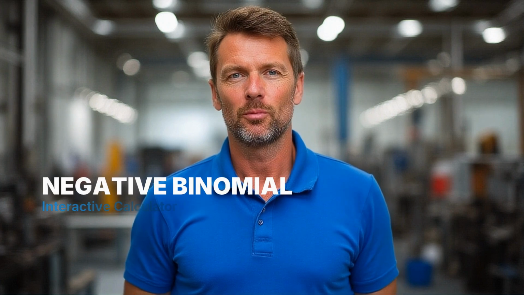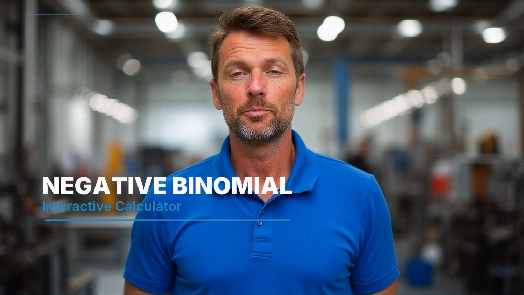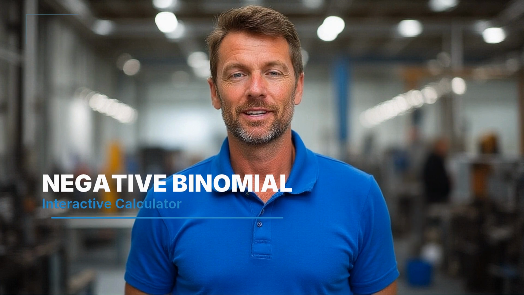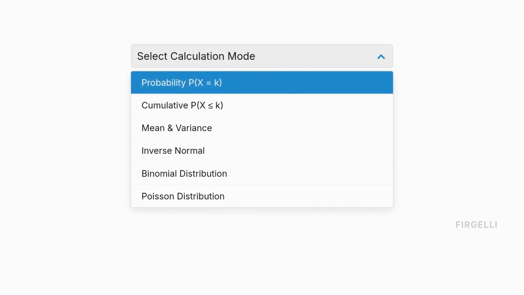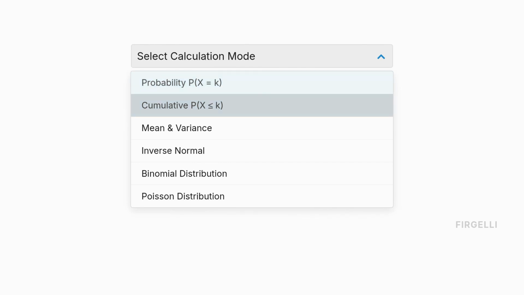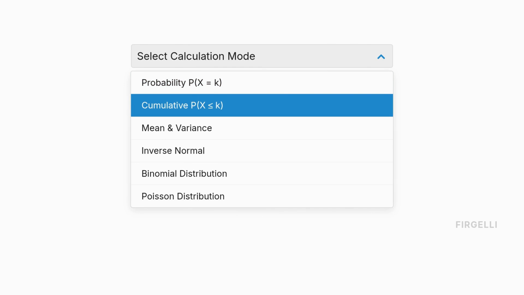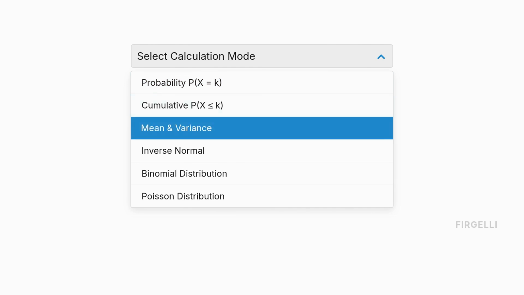This is the Negative Binomial Interactive Calculator, which computes probabilities and statistics for negative binomial distributions. The calculator has 6 calculation modes available in the drop-down menu. Probability P(X = k) for exact probability. Cumulative P(X ≤ k) for CDF. Mean and variance for expected values.